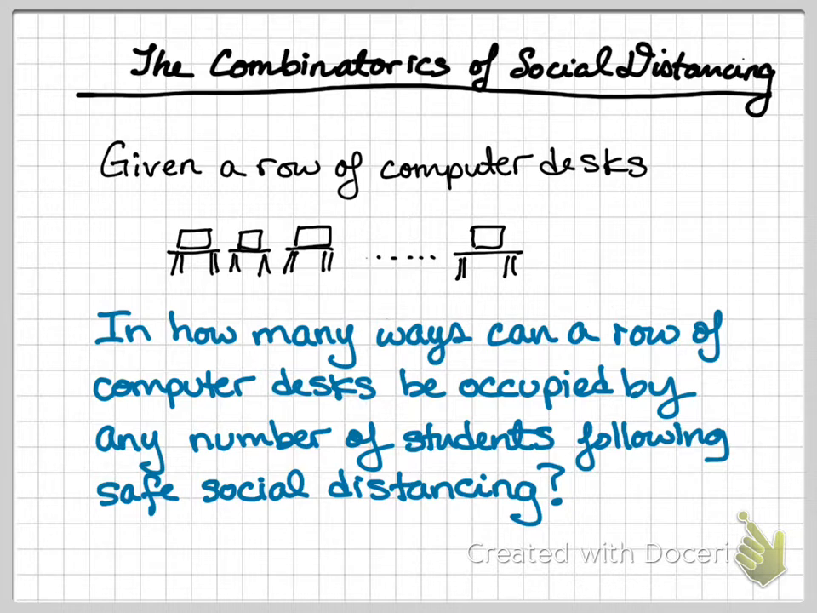So you can imagine, you might have like 10 desks and then like 2 or 3 students, and they can be arranged in all kinds of different ways, but the only rule is that they cannot be directly next to each other. And the question is asking, how many ways can that happen? How many different ways could they choose to sit down, as long as they're still following the rules?